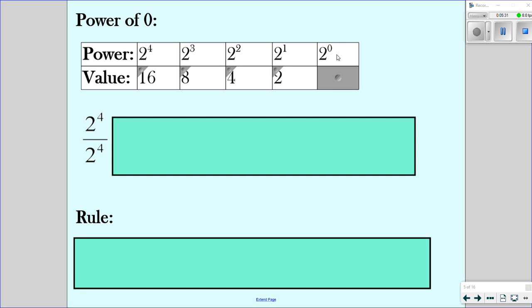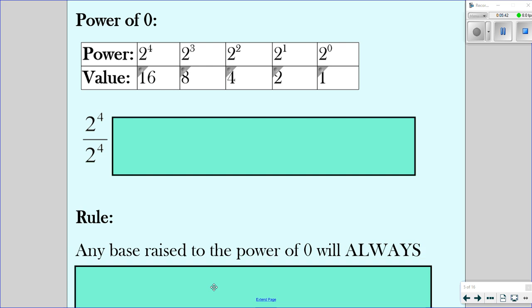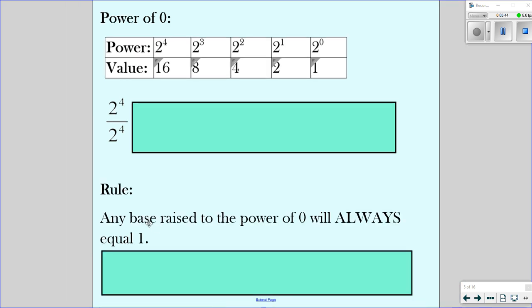And what do you think happens when you get 2 to the 0 power? Some of you might say 0, but if you put it in the calculator, it will give you 1. So the rule is any base raised to the power of 0 will always equal 1. So if you had a to the 0 power, it will be 1. If you had, let's say in parentheses, the word base to the 0 power, that will equal 1.